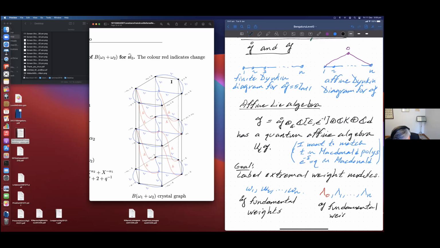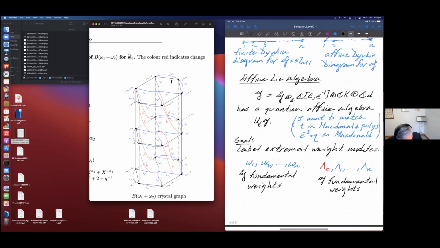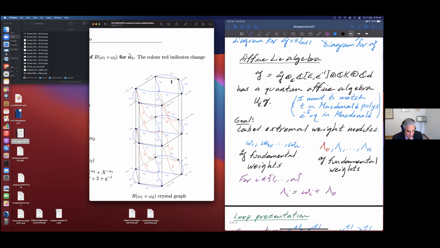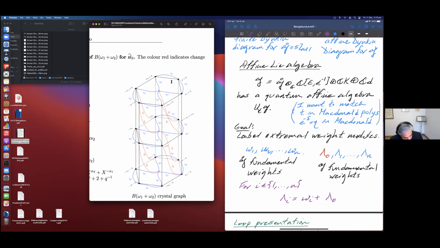Weights. And they are related. So the relation is that for I between 1 and n, we have that lambda I is equal to omega I plus lambda 0. I should say that if you're working in general type, there's a constant which can appear here, which is not necessarily 1, but in type A, this constant is 1, and so I want to think of it that way.